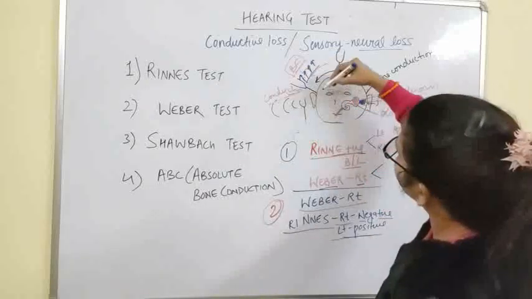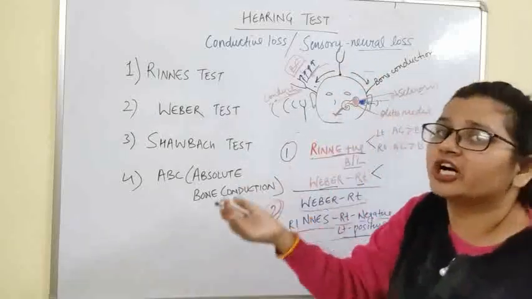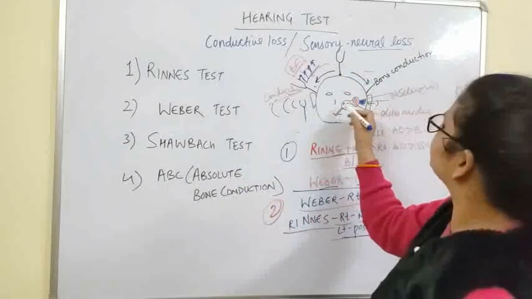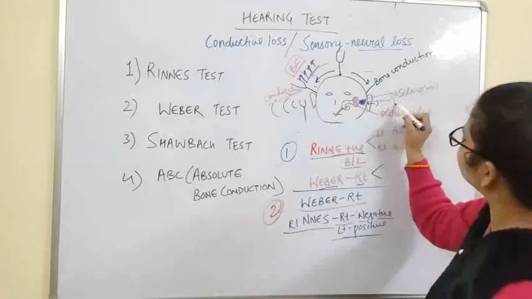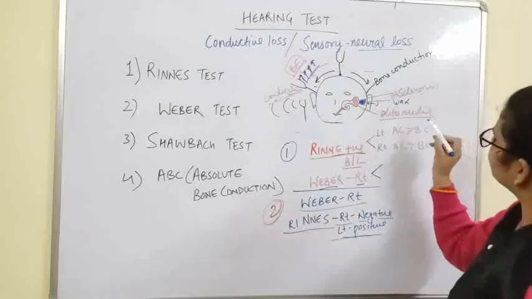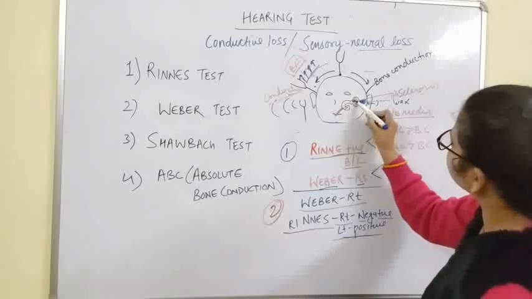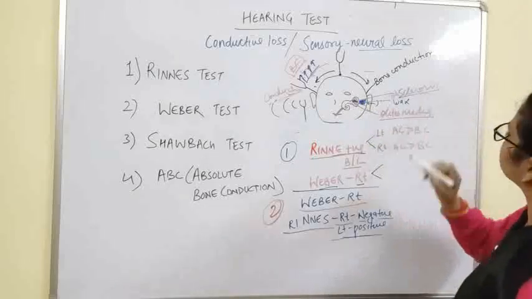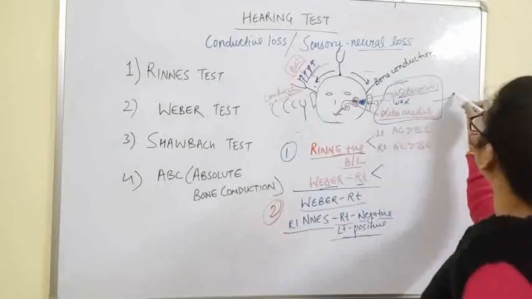If there is high sound on this side, that means increased bone conduction, which is always in which condition? Whenever there is conductive deafness. Conductive deafness can be either because of wax collection, or middle ear pus, there can be inflammation, otitis media, or there can be ossicles which are inflamed, otosclerosis can happen. So these are the conditions which cause conductive deafness.